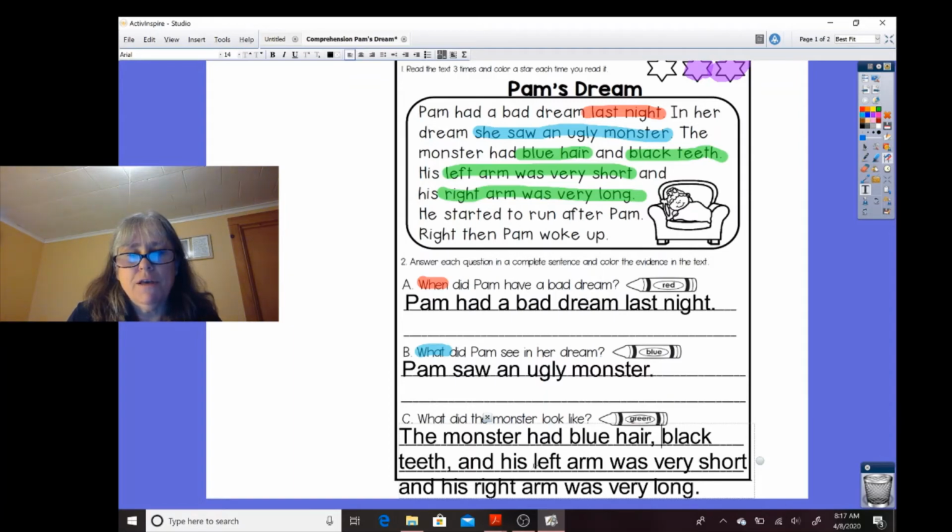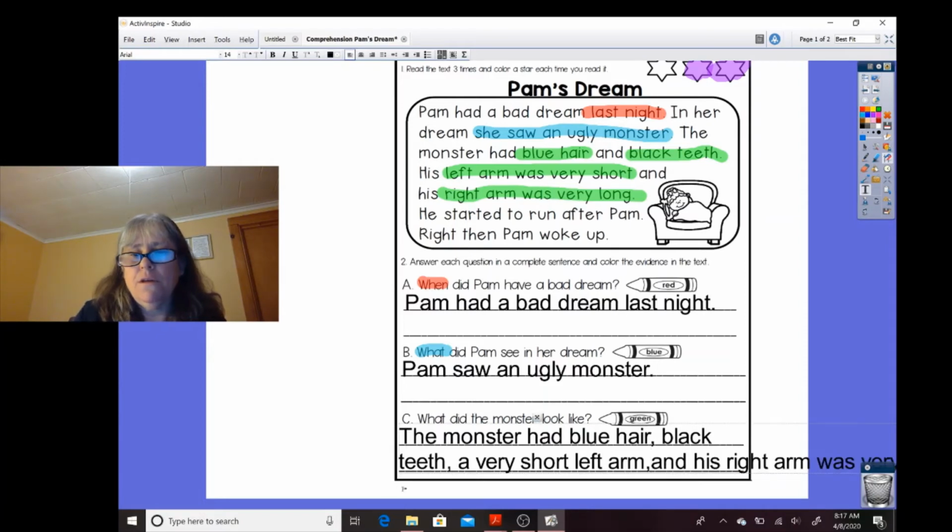and then instead of saying, and his left arm was very short, I'm going to say he had blue hair, black teeth, a very short left arm, and a very short right arm. I think that's what I'm going to say.